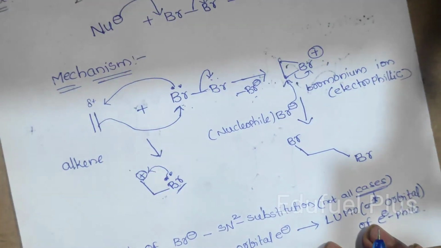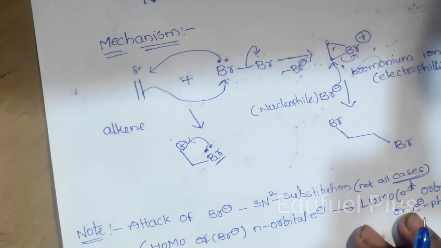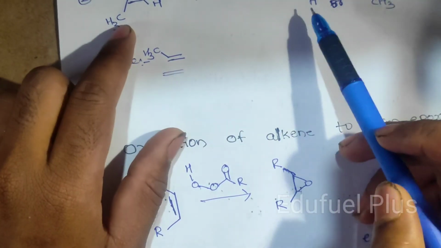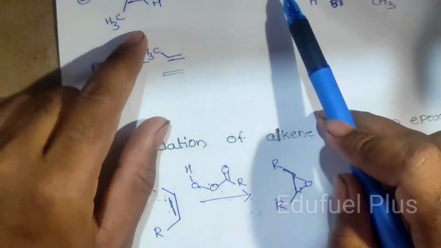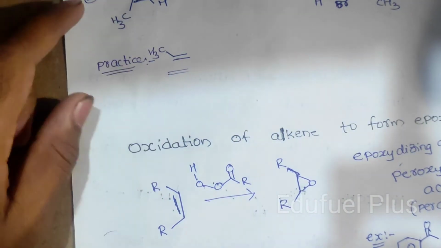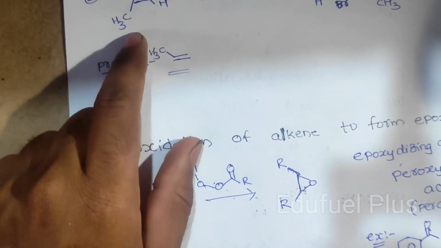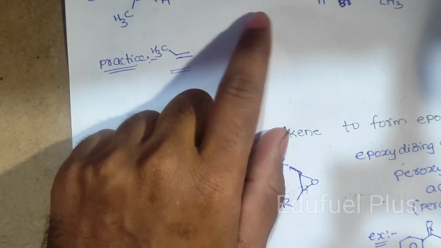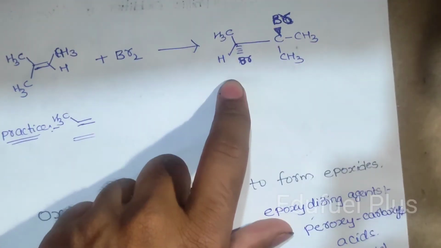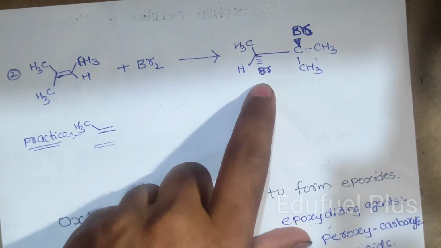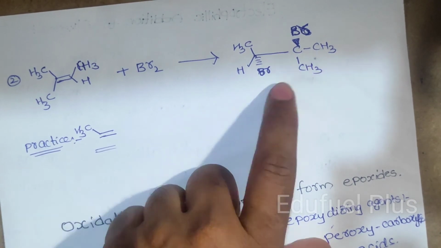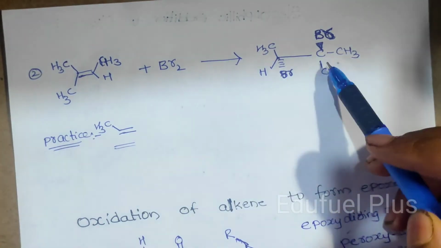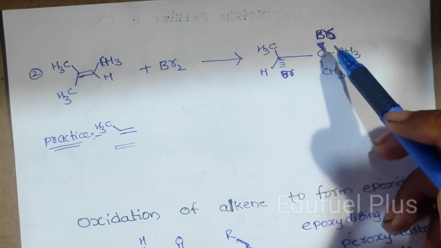I hope you got everything very clear. If not, please let me know in the comment section. Using the same mechanism, I have given another example here. When we treat 2-methyl butene with bromine, we get a product like this. The addition of these bromine atoms is trans to each other. Remember, the addition of bromine will always give a product in which they are trans to each other.